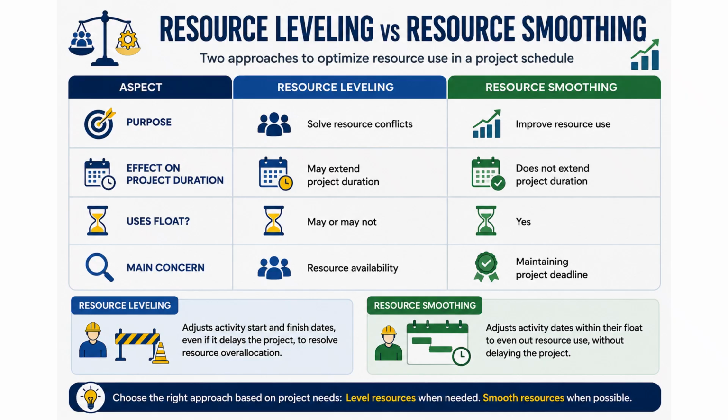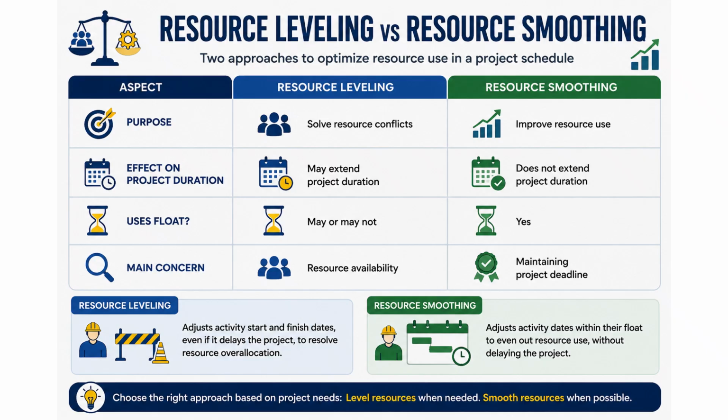Resource leveling is used to solve resource conflict. It may extend the project duration because activities are adjusted based on actual resource availability. Resource smoothing is used to improve resource usage while keeping the project completion date unchanged. It only adjusts activities within available float.